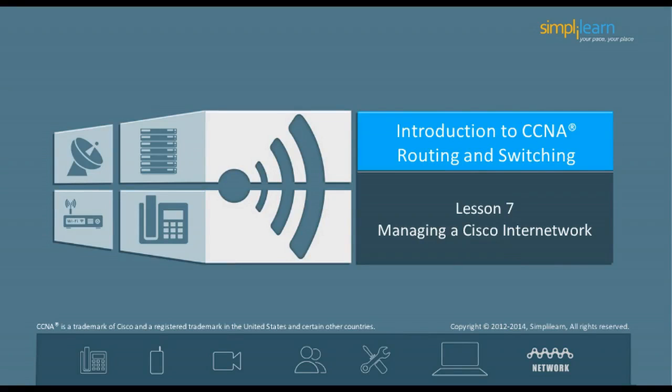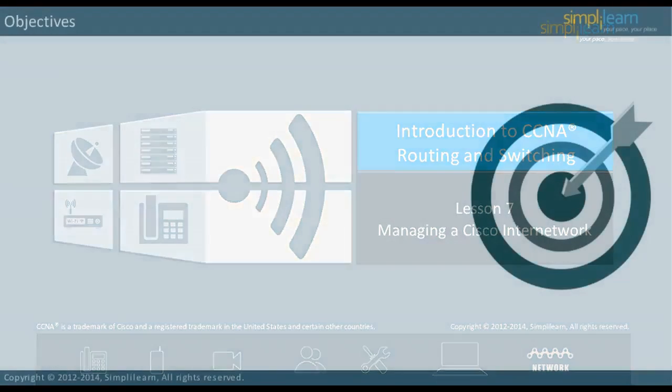The previous lesson focused on Cisco's Internetworking operating system. In this lesson, let us look into the network architectures, wireless access, and troubleshooting of Cisco's Internetwork. Let us begin with the objectives of this lesson in the next slide.